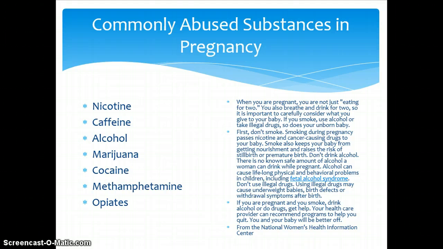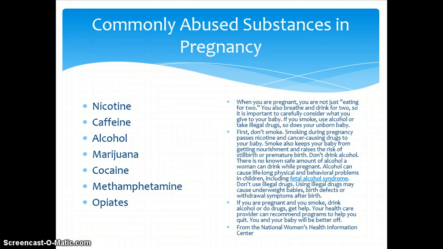First, don't smoke. Smoking during pregnancy passes nicotine and cancer-causing drugs to the baby. Smoke also keeps your baby from getting nourishment and raises the risk of stillbirth and premature birth. Don't drink alcohol. There is no known safe amount of alcohol women can drink while pregnant. Alcohol can cause lifelong physical or behavioral problems in children, including fetal alcohol syndrome. Don't use illegal drugs. Using illegal drugs may cause underweight babies, birth defects, or withdrawal symptoms in the baby. If you are pregnant and you smoke, drink alcohol, or do drugs, get help. Your healthcare provider can recommend programs to help you quit, and you and your baby will be better off.